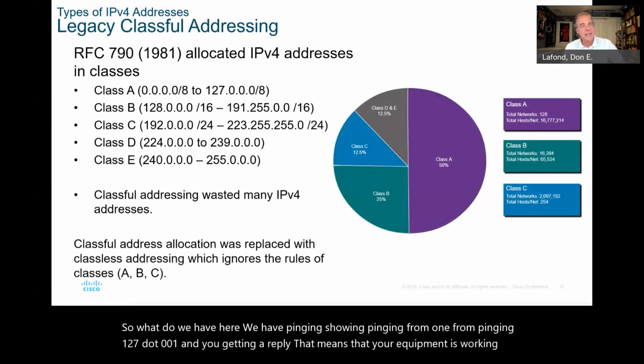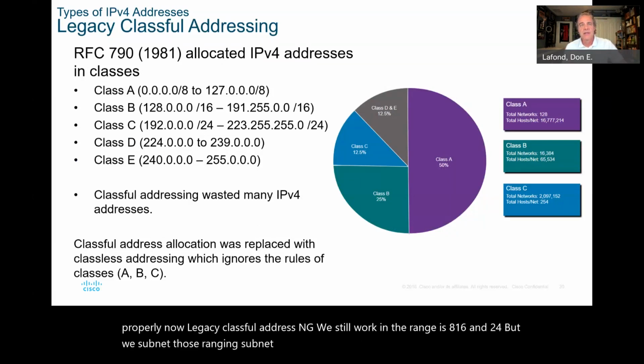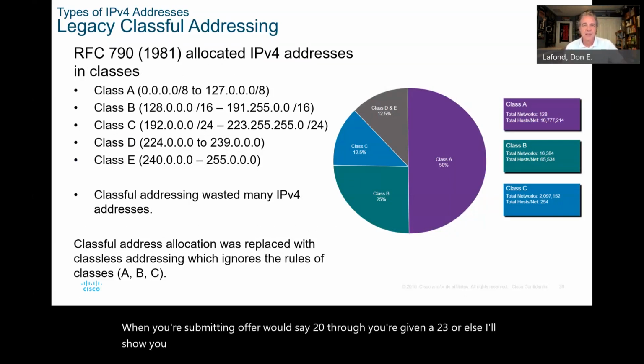Now, legacy, classful addressing. We still work in the ranges 8, 16, and 24, but we subnet those ranges. Subnetting off of the classful ranges is easier than when you're subnetting off of, say, a 23. I'll show you that later in another presentation.